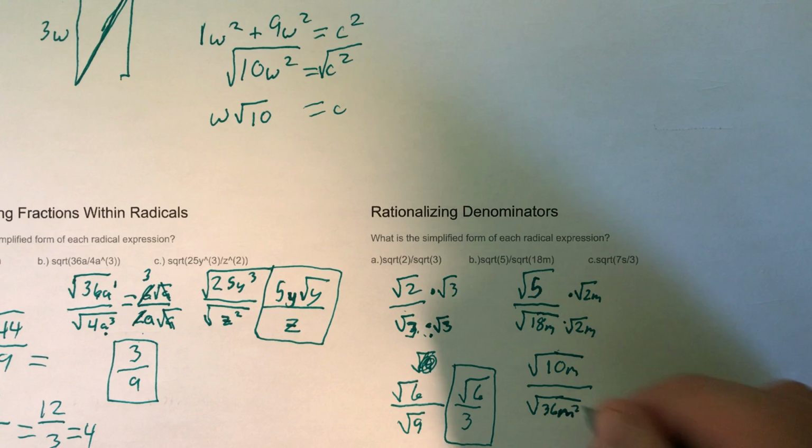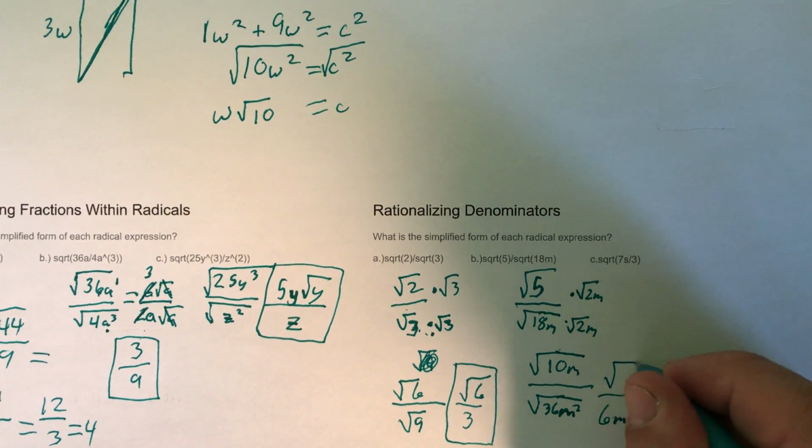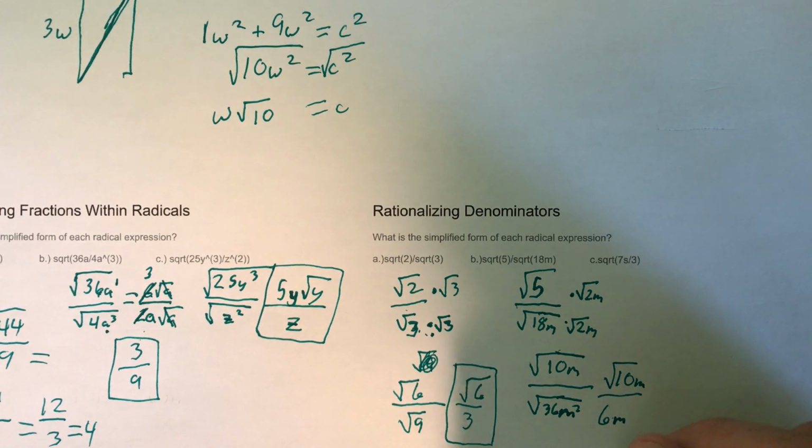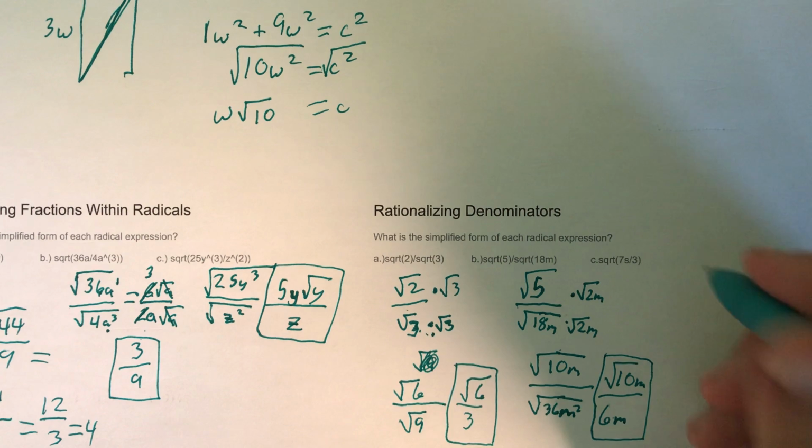Can I simplify this bottom? Well, yes, the square root of 36 is 6. M to the second square root is just m. So you get the square root of 10m over 6m. That is our simplest form for B.